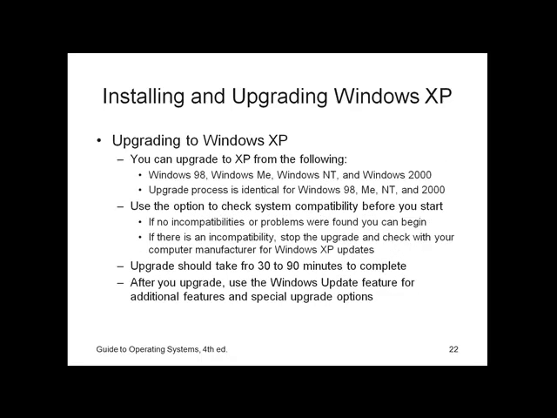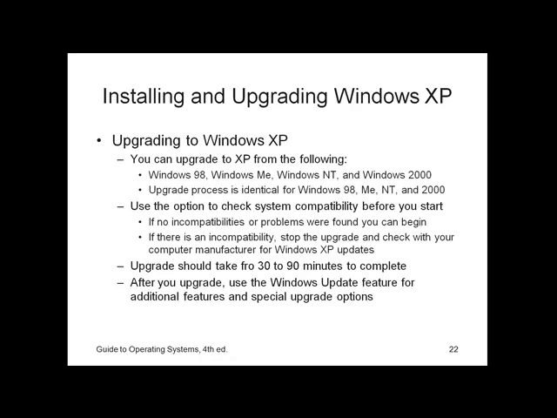Now, there are situations where you cannot upgrade to XP, and then there are situations where upgrades are possible. For instance, you can upgrade to XP from Windows 98, Windows Millennium, Windows NT, and Windows 2000. And the upgrade process is identical for Windows 98, ME, NT, and 2000. Now, you should use the option to check the system compatibility before you start. That way, if there are no incompatibilities or problems found, you can begin the installation. If there is an incompatibility, you can stop the upgrade at this point and check with the computer manufacturer for any Windows XP updates that may resolve the issue.